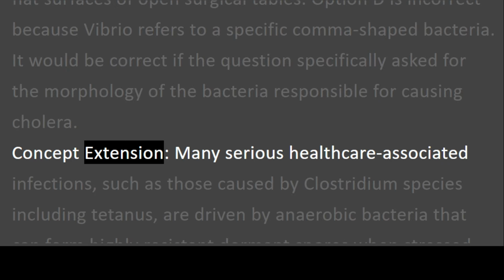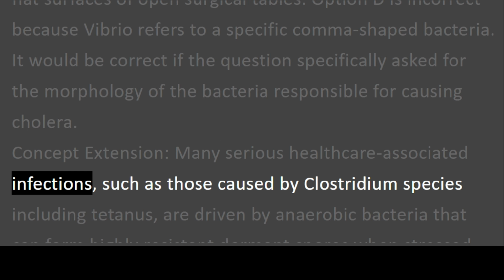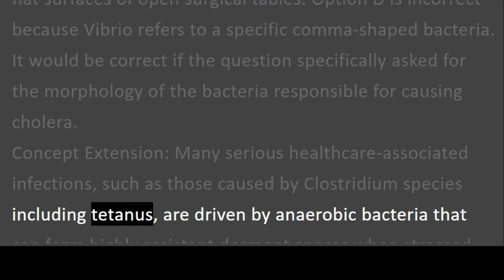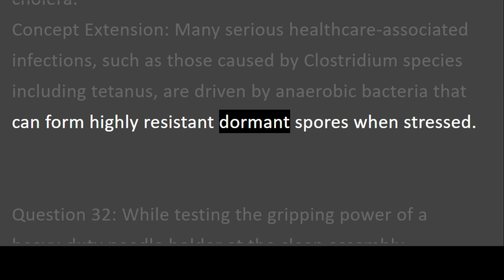Concept extension. Many serious healthcare-associated infections, such as those caused by Clostridium species including tetanus, are driven by anaerobic bacteria that can form highly resistant dormant spores when stressed.